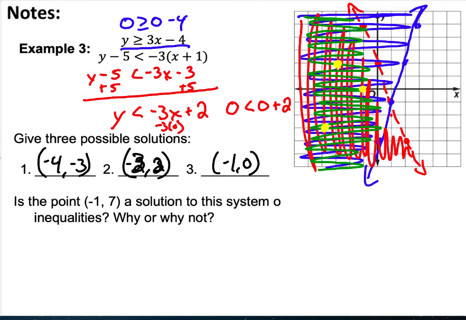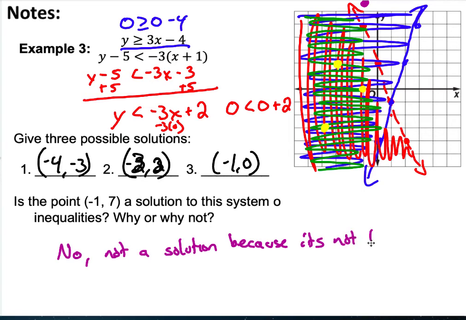Those are all possibilities for me. Now I want to check -1, 7. So -1, 7 is going to be right up here at the top of the screen, that purple point. Okay, so this one is going to be no, not a solution, because it's not in the shaded region of both inequalities, excuse me.